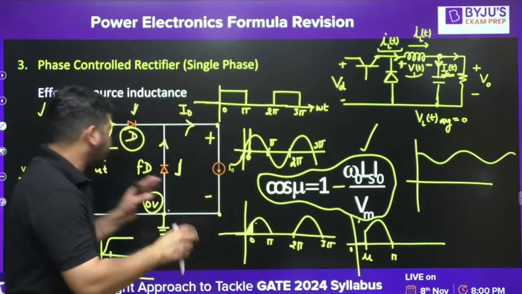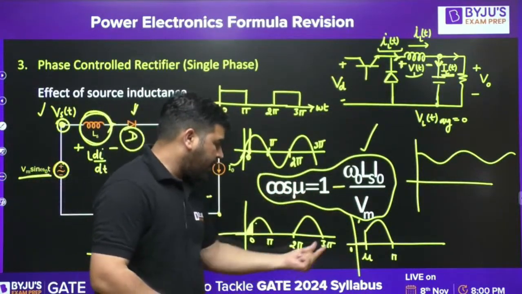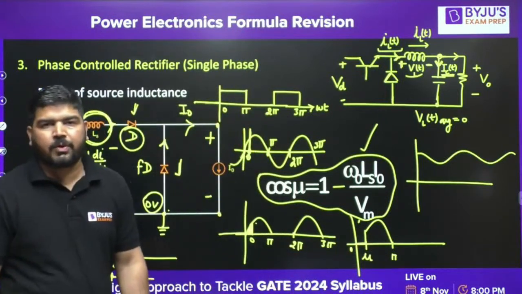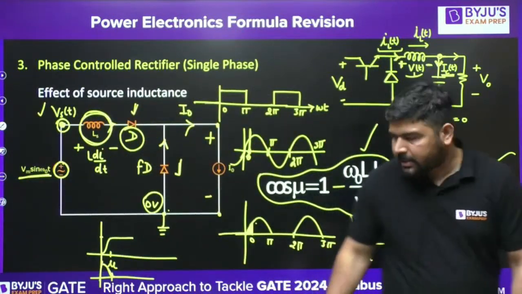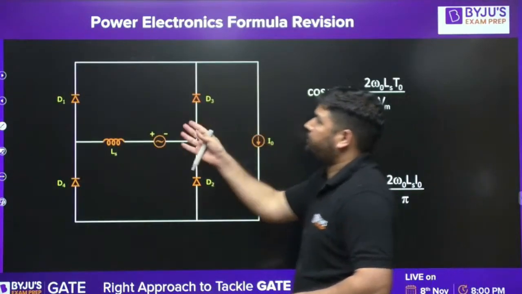Effect of source inductance. This is a simple circuit, and in this simple circuit, this is my mu. You can calculate mu from here, and then you can calculate the average output voltage. There is no problem, I think. So please revise this concept. It's very important. Now let's come to the full bridge.